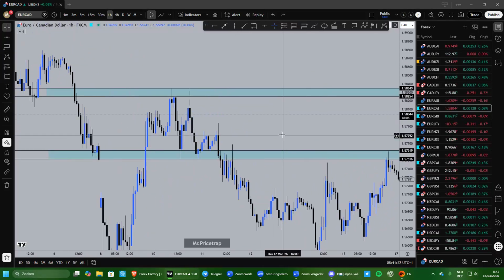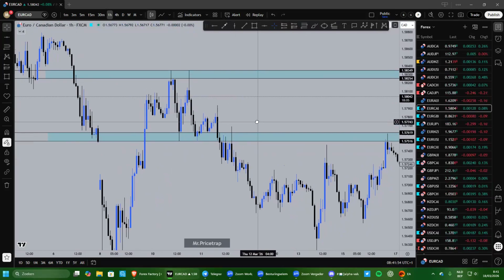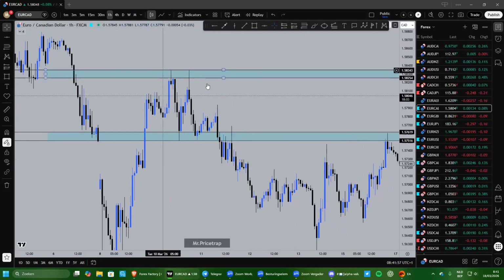So good. Very first one, Euro Canadian. What did the market do? Like I said, the second rule. What was the second rule? After you find the high and the low, we want to see a 1 hour breakout.